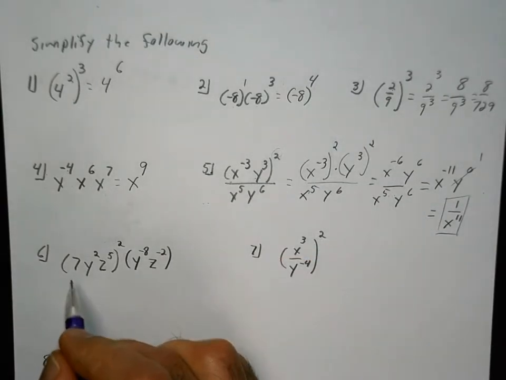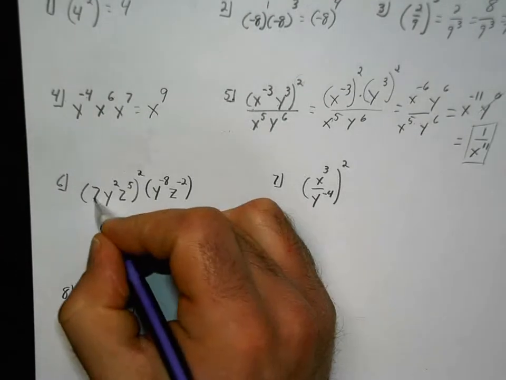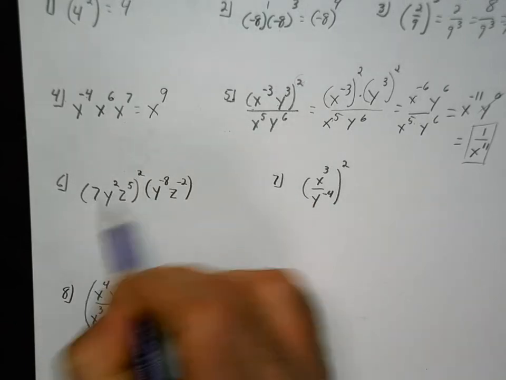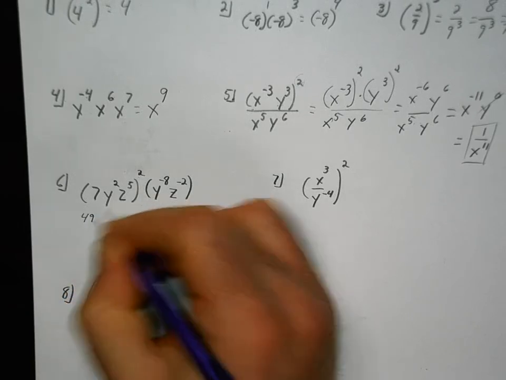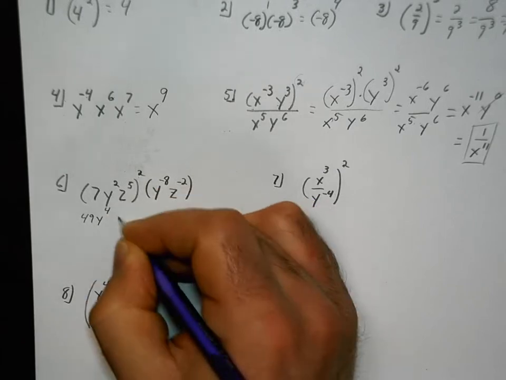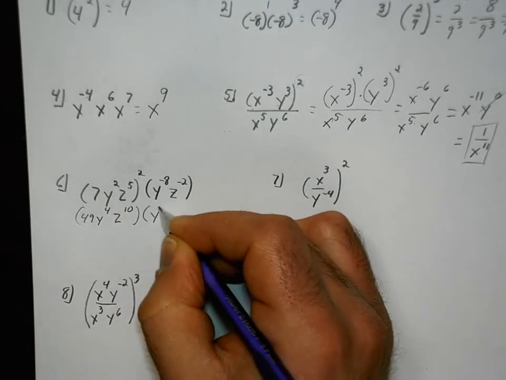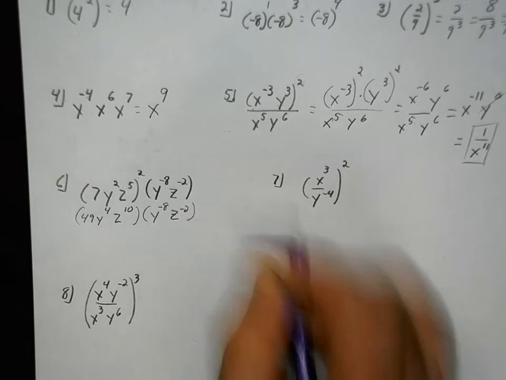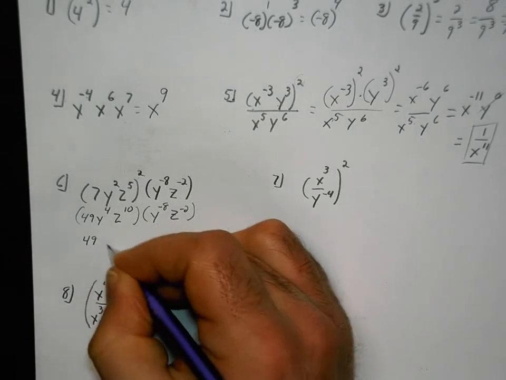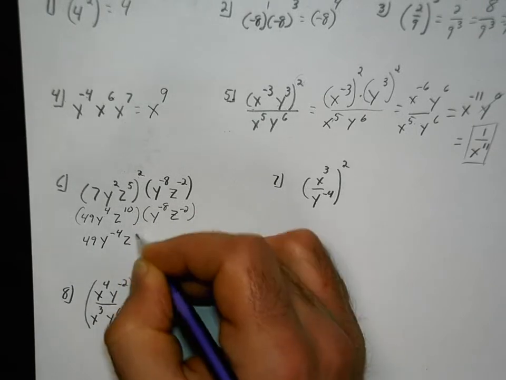Okay, let's look at number 6. Okay, we have a power to a power, so we have to square everything inside of here. So let's see if we can do it without actually writing the steps. 7 squared is 49. y squared squared is y to the 4, because we've got to multiply, and then z to the 5 times 2 is 10. Now we're multiplying it by this one. So what do we have to do with our common bases? We have to add the exponents. So we get 49 y to the negative 4, and then z to the positive 8.